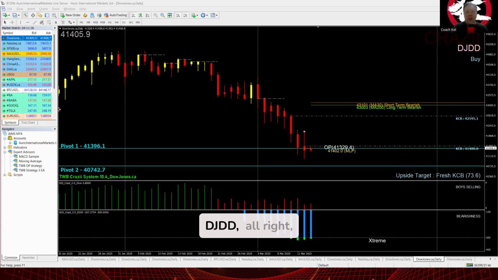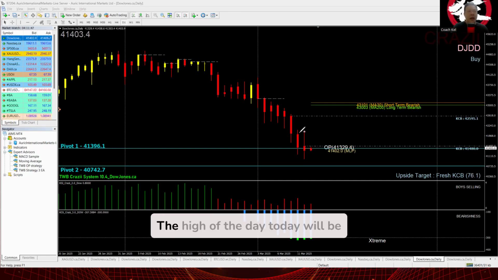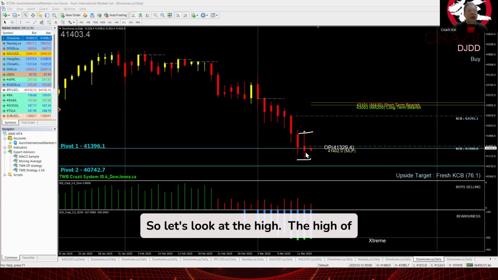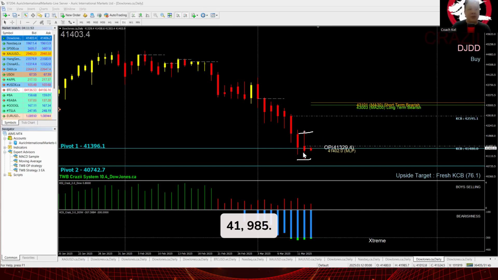Okay, so for DJDD, the market opening price is most critical. If the market stays above OP, it's a buy. If the market stays below OP, it'll be a sell. So very simple, guys. The high of the day today will be two important levels. So let's look at the high. Yesterday's high was 41,985.